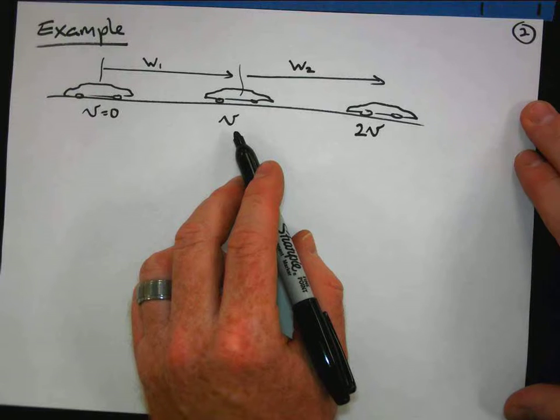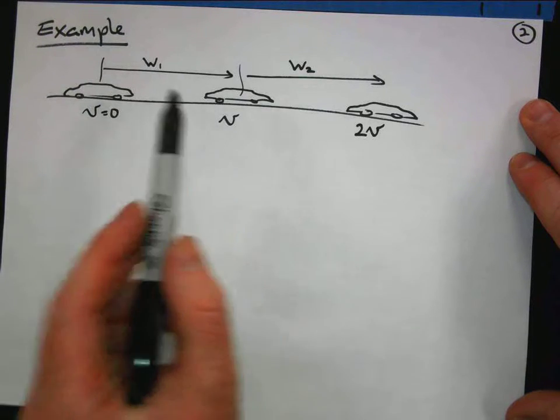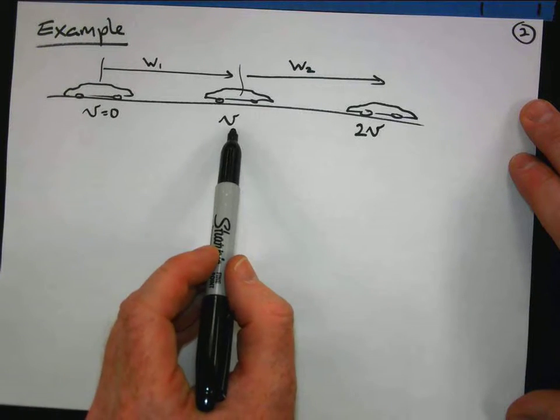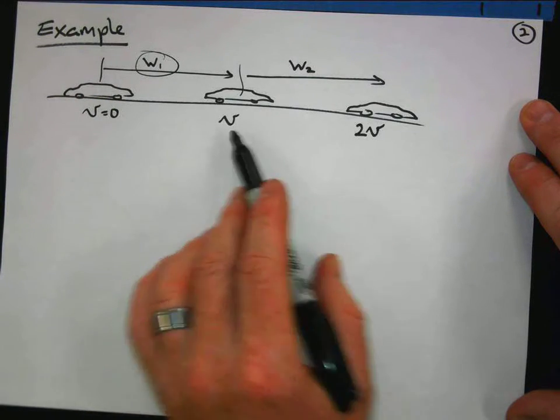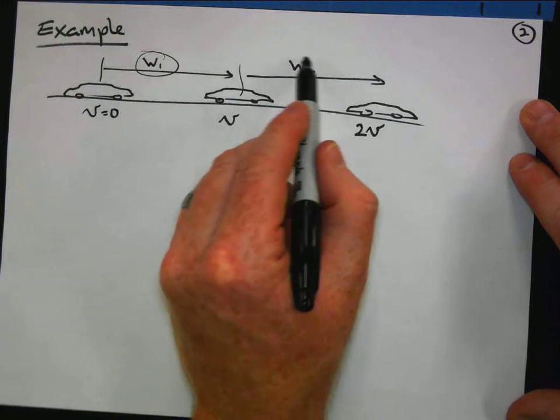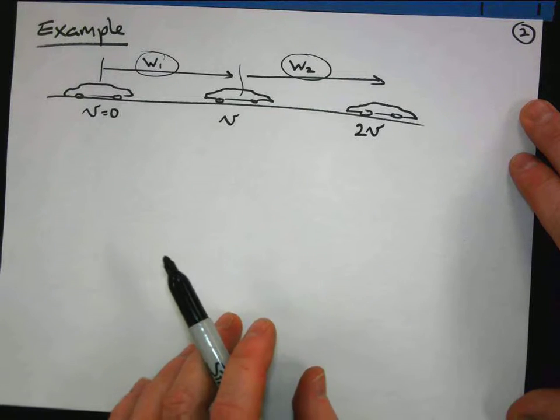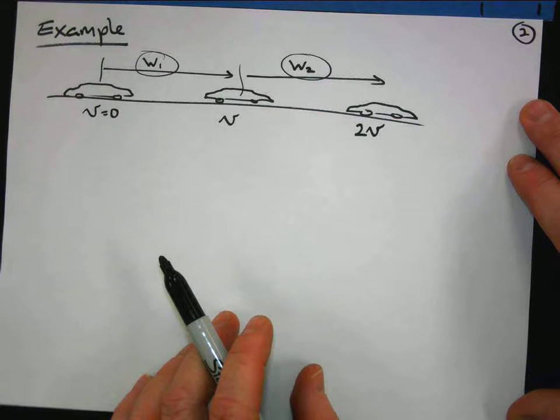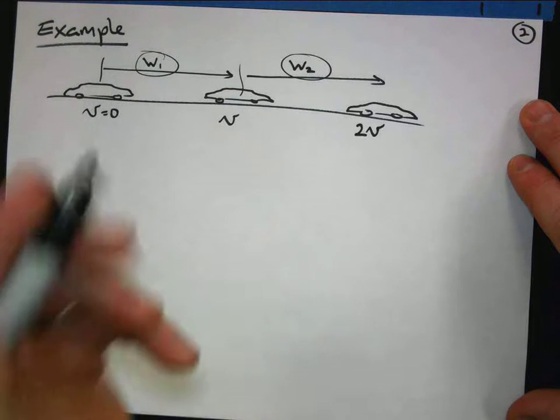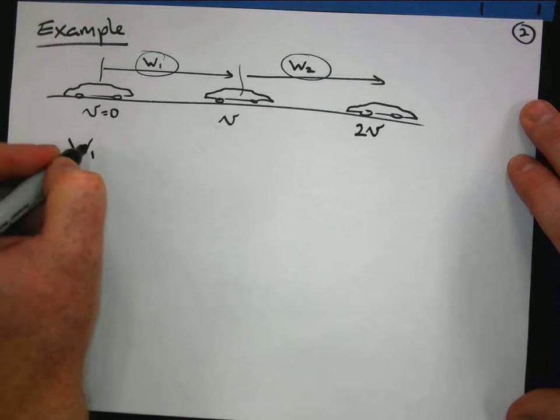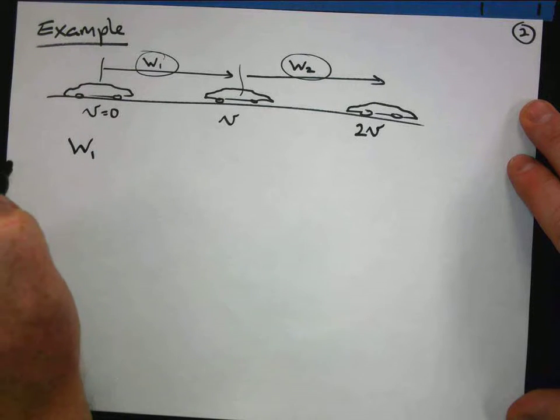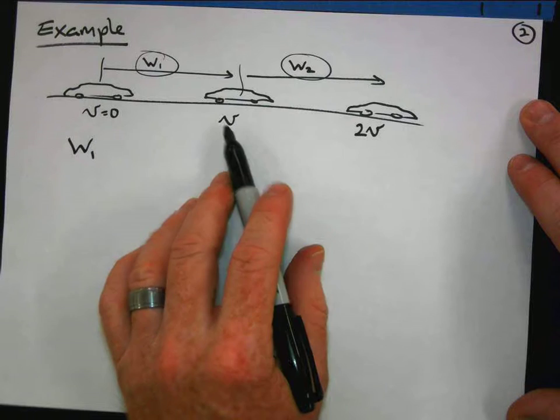And so what we need to do is make a comparison. In going from 0 to v, how much work was required, and then going from v to 2v, how much work was required. Okay, so first things first, we're going to calculate work 1, the work needed to go from rest to that initial velocity, or that velocity v.